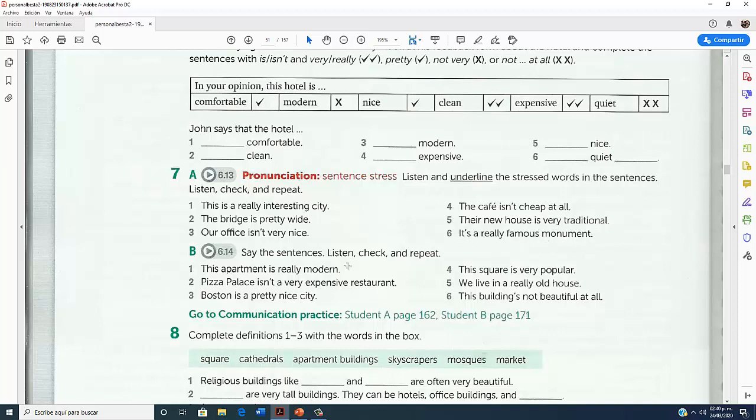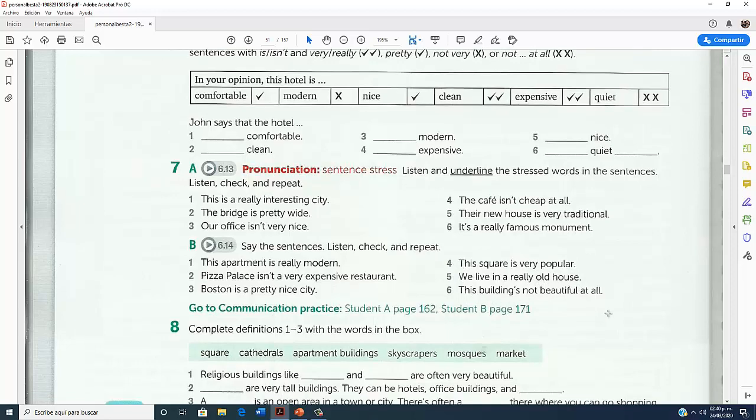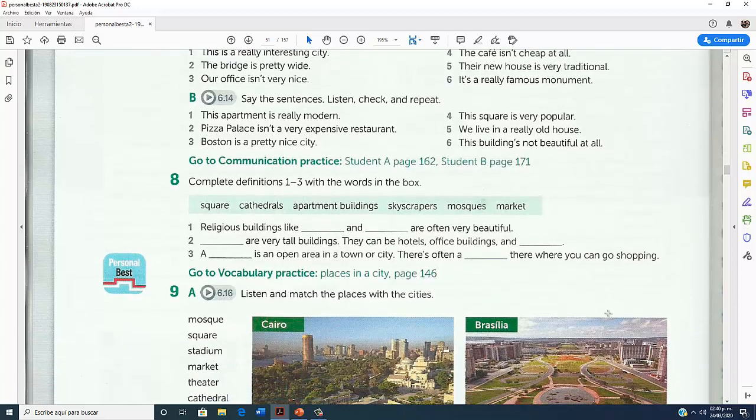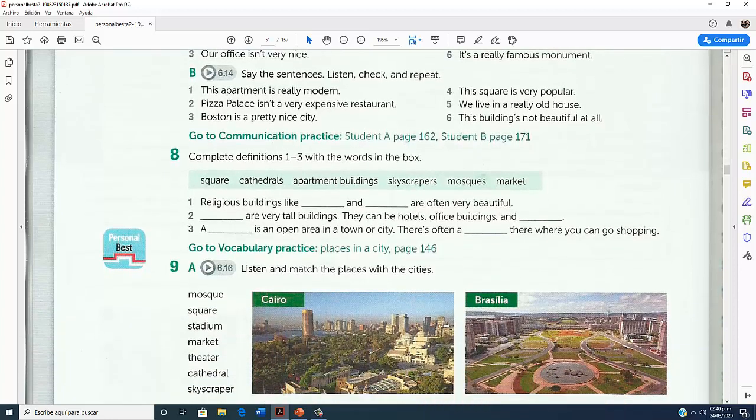Say the sentences, listen, check, and repeat. This apartment is really modern. Pizza Palace is a very expensive restaurant. Boston is a pretty nice city. This square is very popular. We live in a very old house. This building's not beautiful at all. Okay? Now, we have to complete the sentences with the words in the box.